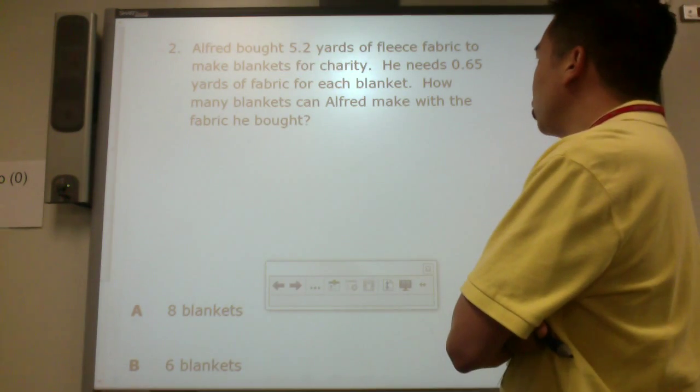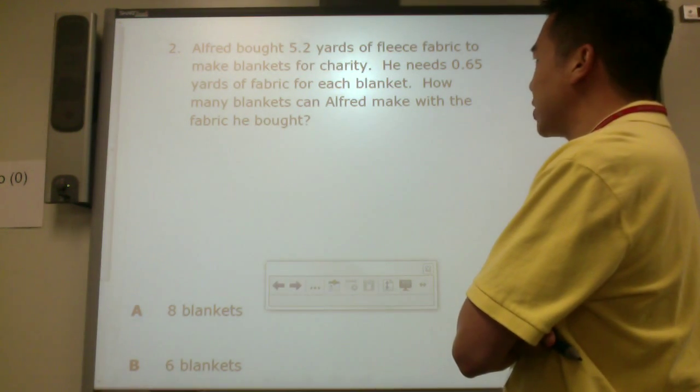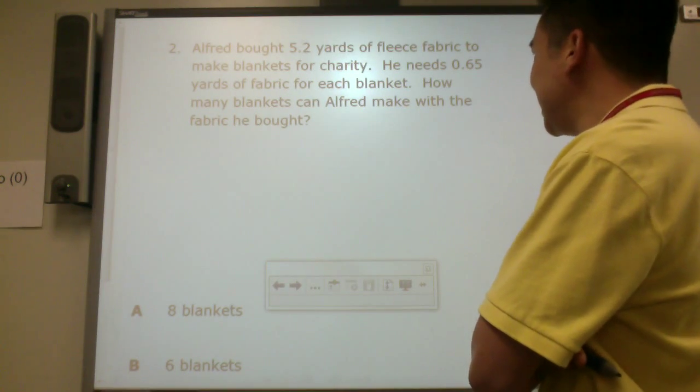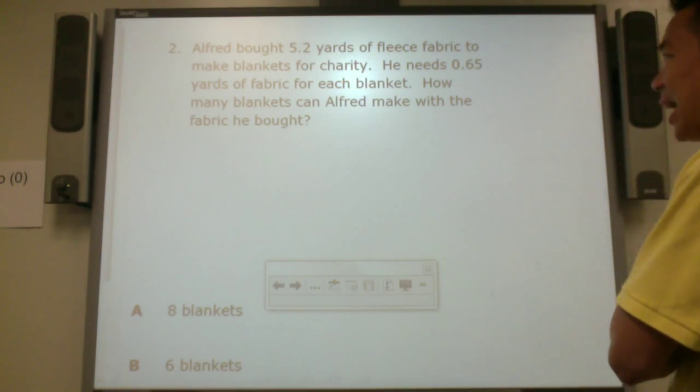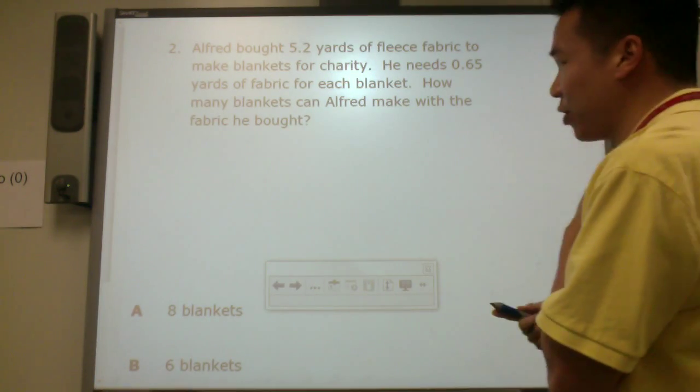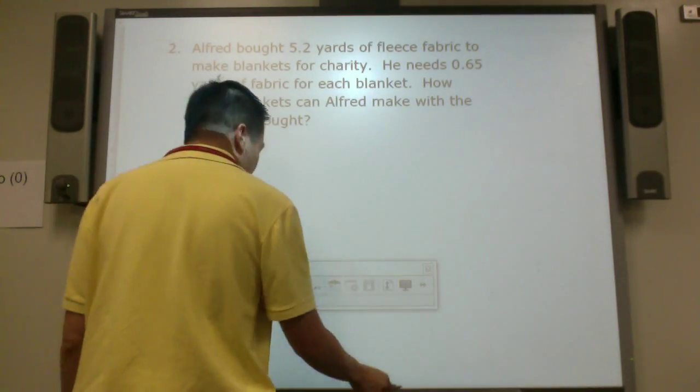Albert bought 5.2 yards of fleece fabric to make blankets for charity. He needs 0.06 yards of fabric for each blanket. How many blankets can Albert make with the fabric he bought? There are multiple ways to solve this.